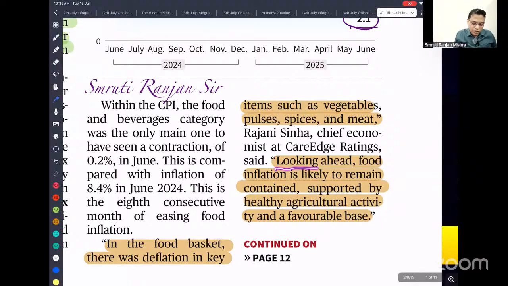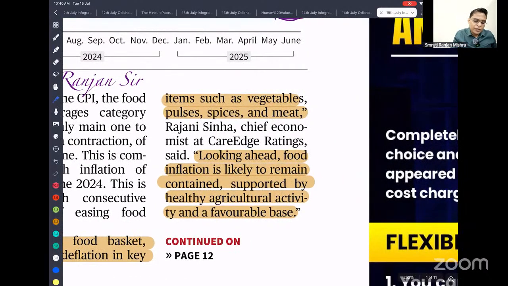So looking ahead, food inflation is likely to remain contained, supported by healthy agricultural activity and a favorable base. Because our agricultural productivity is good, with good monsoon and good rainfall, we can expect bumper production. At the same time, a favorable base. Favorable base means that if we had higher inflation in the previous quarter, there is going to be very little inflation now. Base means we are taking a reference.